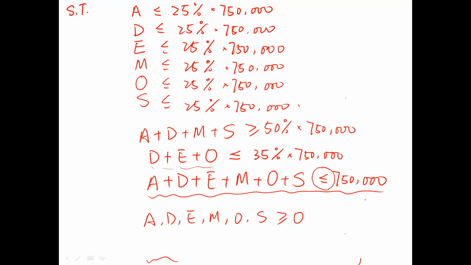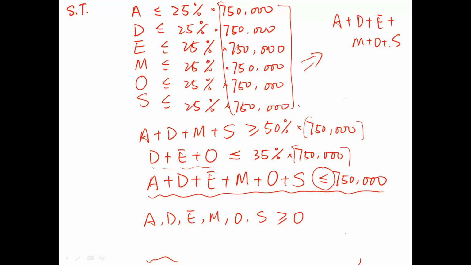So if we're assuming that we're not going to invest all the money, we invest no more than this 750, then to make the model more accurate, this 750 here, this 750 here, this 750 here, should be changed to A plus D plus E plus M plus O plus S, because that's the actual amount of money invested.